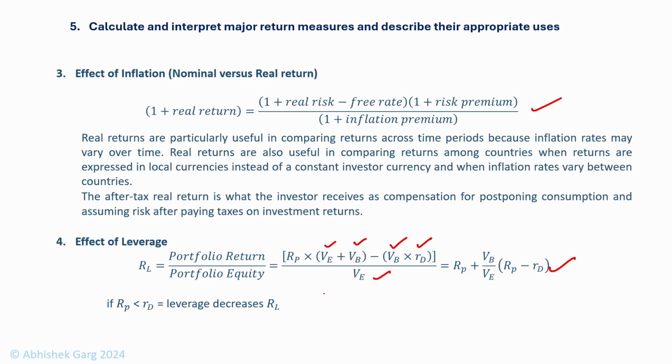Now, if the rate of return on the portfolio is less than the cost of borrowing, your leverage will actually decrease the rate of return earned on the portfolio. The leverage is only beneficial when the rate of return earned on the portfolio is greater than the borrowing cost. So only when RP is greater than RD does leverage increase the rate of return earned.